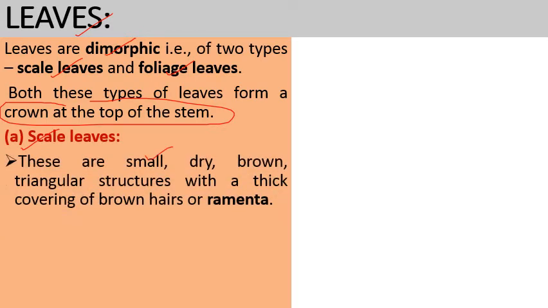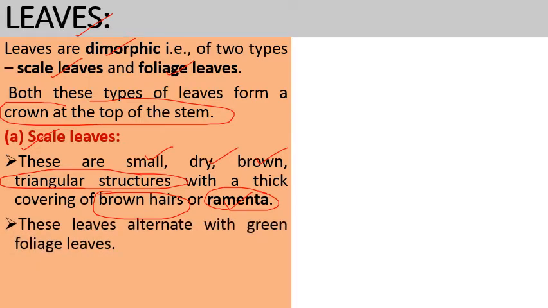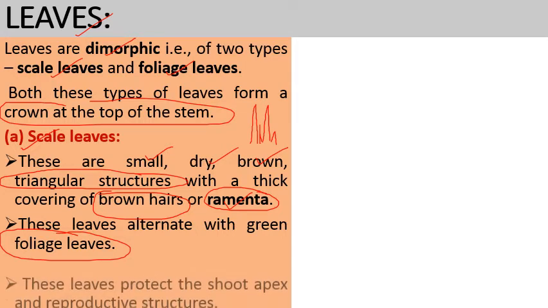These are small, dry, brown, triangular structures with thick covering of brown hairs, जिसको कहा जाता है ramenta, and the term used for this brown hair covering is ramenta. And these leaves alternate with green foliage leaves. और ये alternate करती हैं, it means one is foliage leaf, other is scale leaf. Next foliage, then scale leaves. So this arrangement of scale leaves is alternate with foliage leaves.